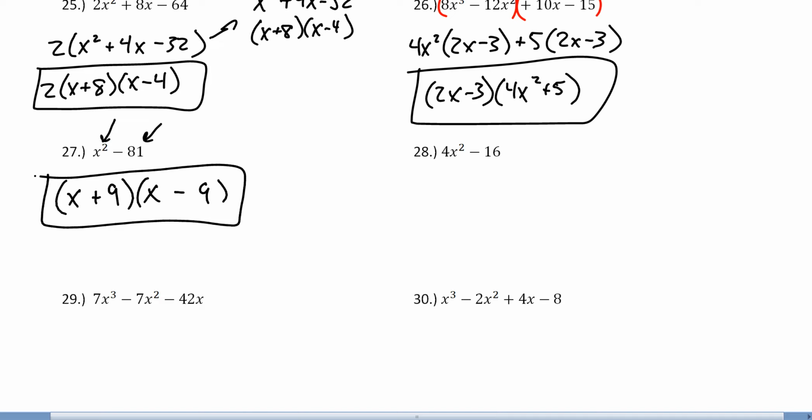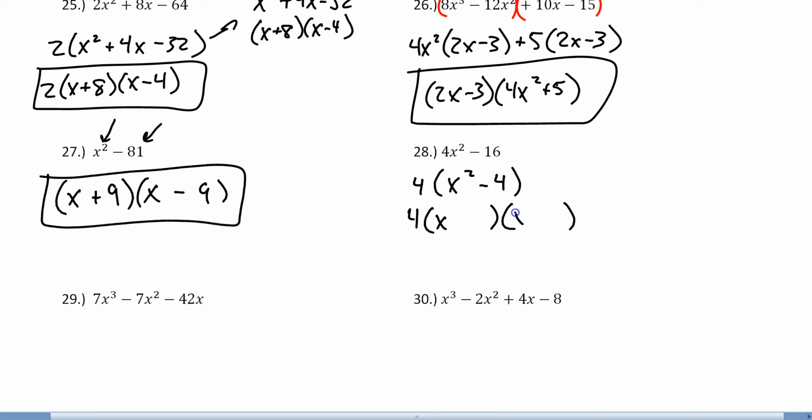The next one's interesting. It's here to kind of fool you a little bit because it's already a difference of squares. 4 is perfect, 16 is perfect, x squared is perfect. I could go right to conjugates, but always look for the greatest common factor first. This one has a greatest common factor of 4. If I factor that out, it leaves me with an x squared minus 4. Well, now I still have a difference of squares in the parentheses. So this is still going to factor into conjugates.